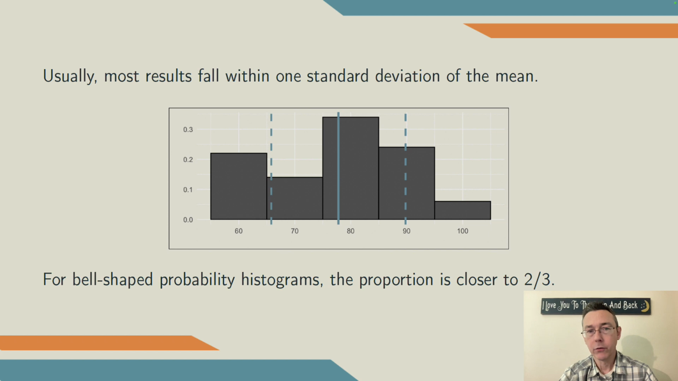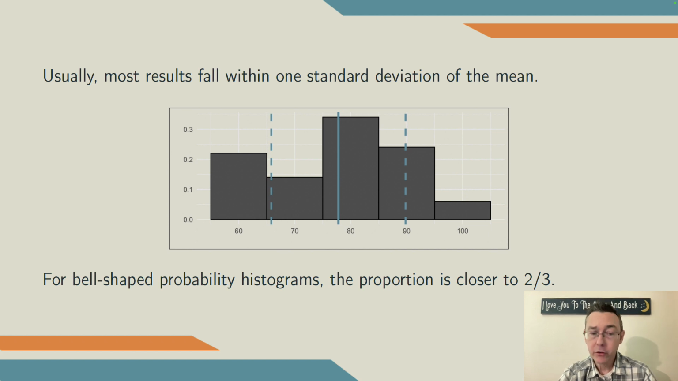Usually, most results from a discrete probability distribution fall within one standard deviation of the mean. So here I've drawn the same probability histogram that we saw a moment ago with the expected value as a solid vertical line. Then I've gone one standard deviation below the mean and one standard deviation above the mean and drawn dotted vertical lines. And so the idea is that most of the time when we run this probability experiment, we'll get a result in between those two dotted lines.